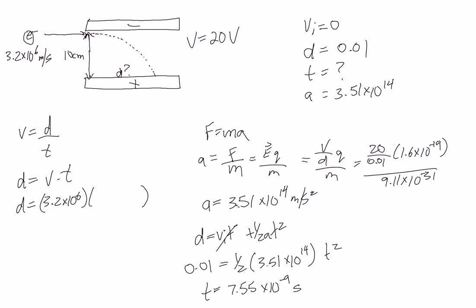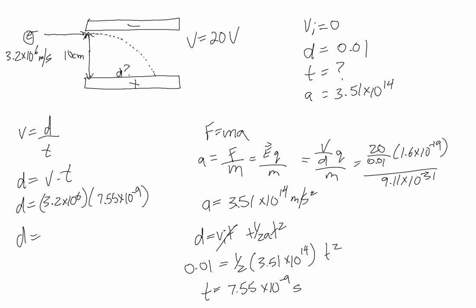So extremely fast, which makes sense. If it's accelerating that fast, we've got strong plates, not very big distance, so it's going to happen almost instantly, but it will follow the path of our projectile. So you can see in this case, we've got our time, that's what we want to plug in here, so 7.55 × 10^-9. And we're ready to calculate our horizontal distance.